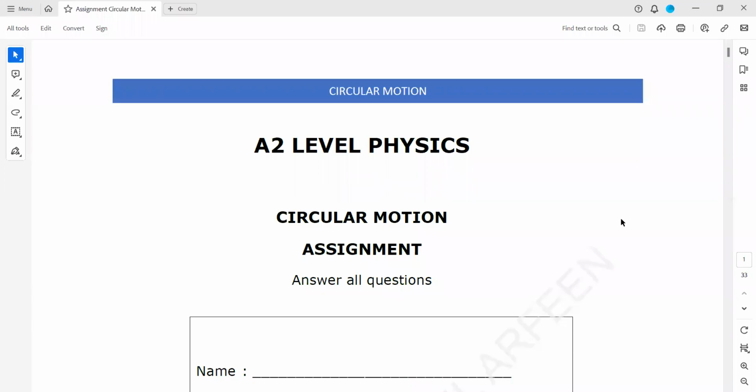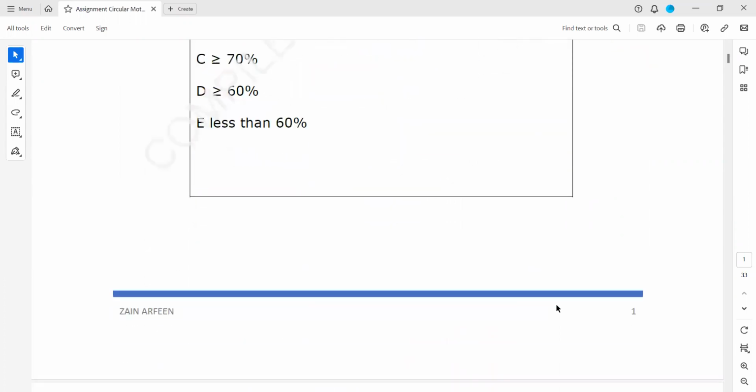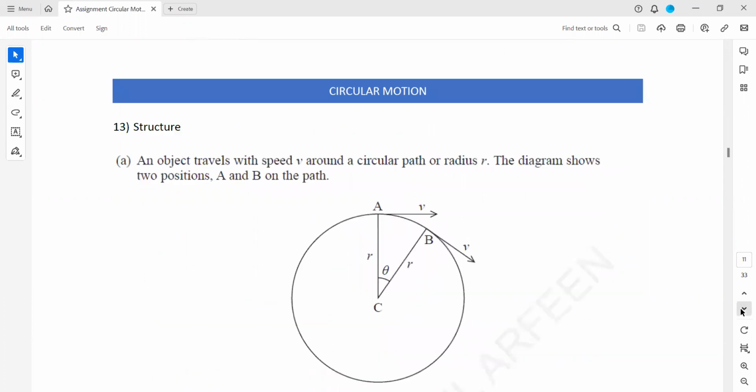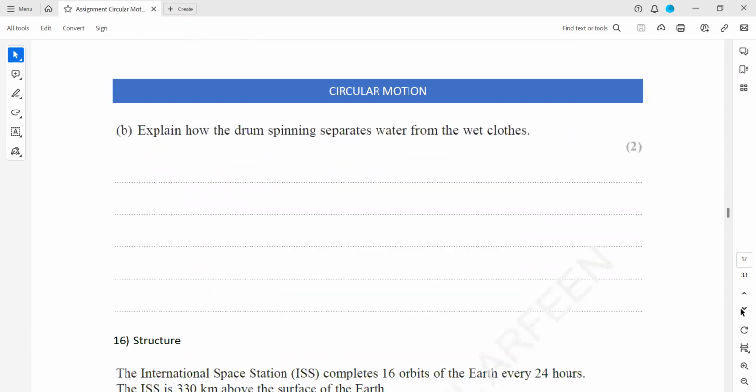So this exercise is related to circular motion. In the last session I explained the topic. Today I will solve the questions from this exercise. The first 16 questions I have already solved, so we'll start with question 16. 15 I have solved.